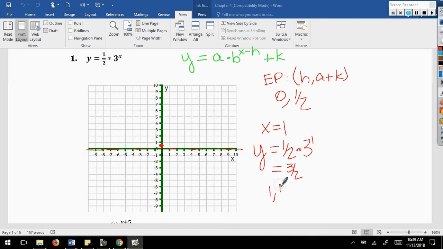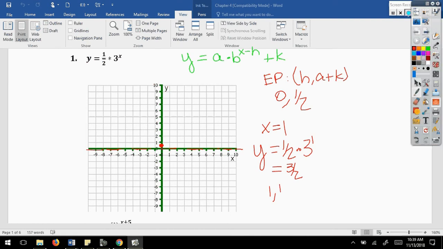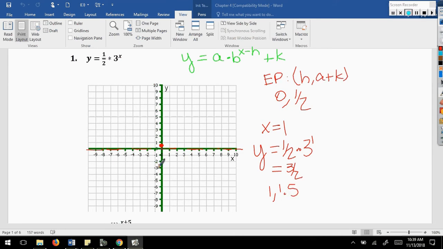So over 1, 3 over 2 is 1 1/2. So over 1, up 1 1/2. When I connect these, it looks this way. And so now I just need domain and range. The domain for this is negative infinity to infinity. It's not restricted in any way. And the range runs from 0 up to positive infinity.